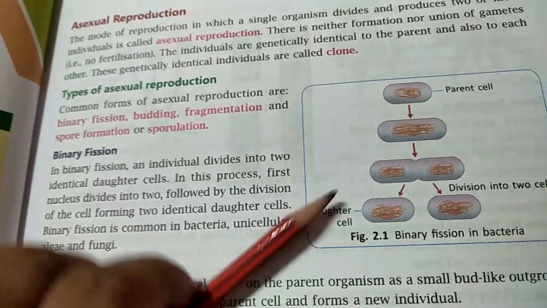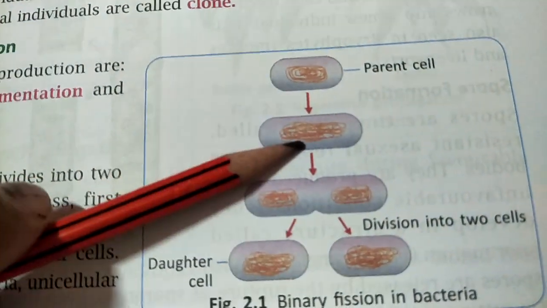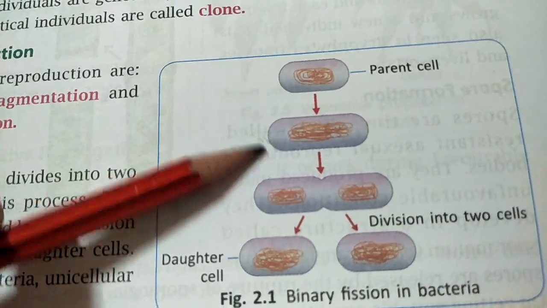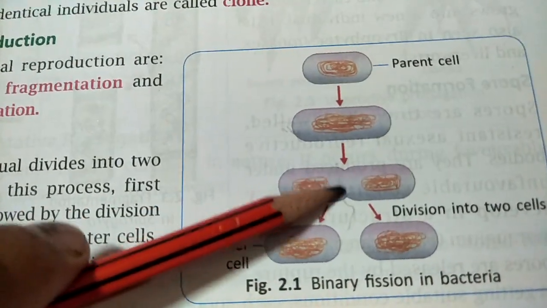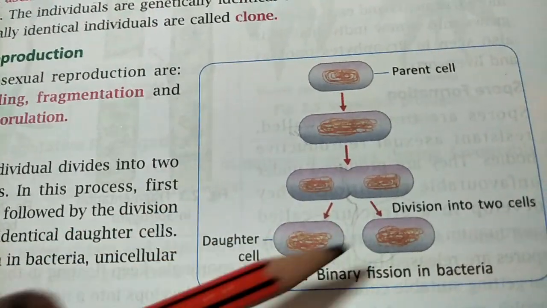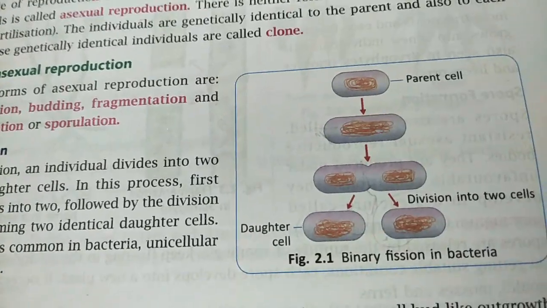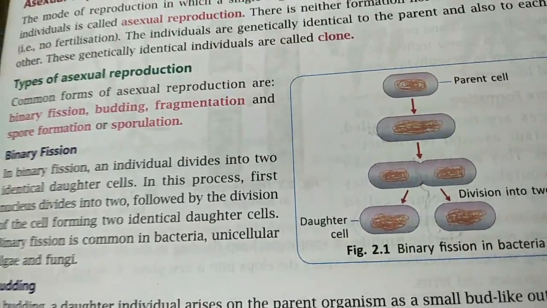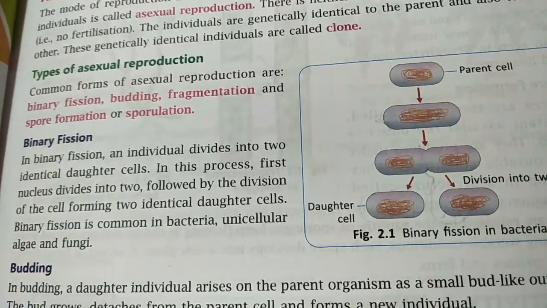And here we can see how it works. This is the parent cell, and then we can see that the nuclear material is getting a little bit elongated. The cell has become a little more mature and big, and here we can see that the nuclear material is divided. The cytoplasm has started to divide, and also we can see now a membrane is covering, and two separate daughter cells are formed. This is known as binary fission. It is very common in unicellular organisms, algae and fungi.